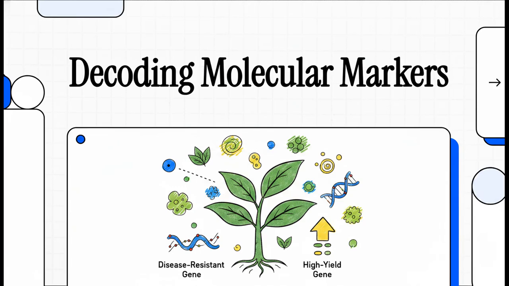Imagine if scientists could tell whether a plant is going to be disease-resistant or produce a massive yield without even having to grow it first. It sounds absolutely mind-blowing, right? Well, today in this explainer, that's exactly what we're going to unpack. We're breaking down the incredible, almost magical science of molecular markers.